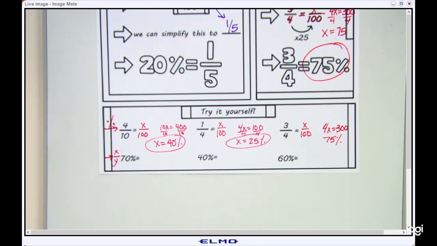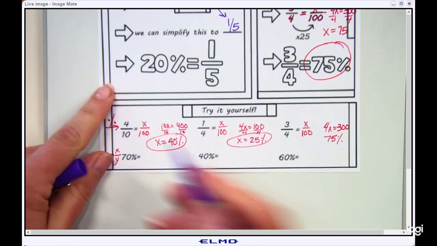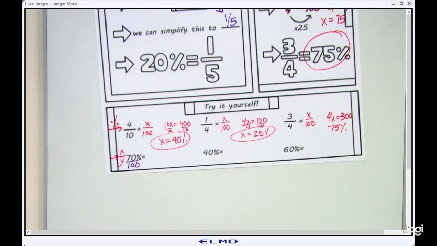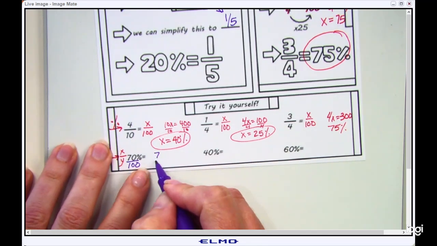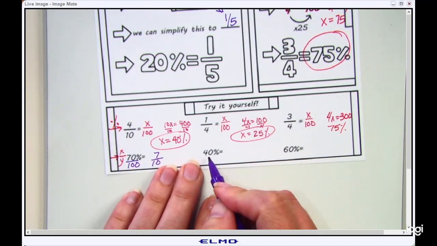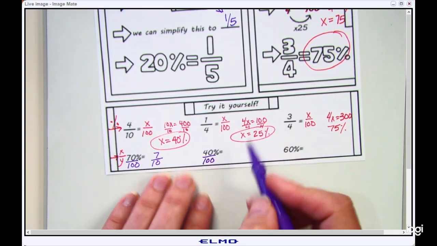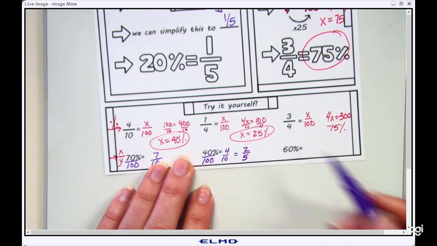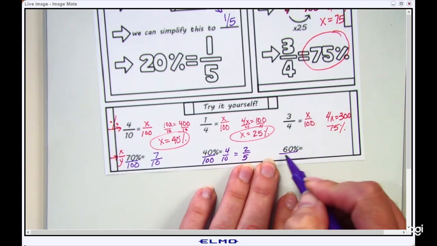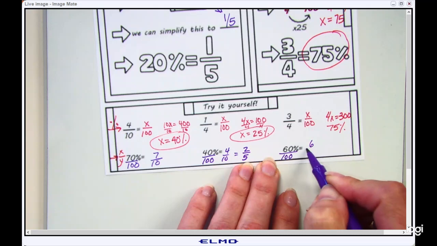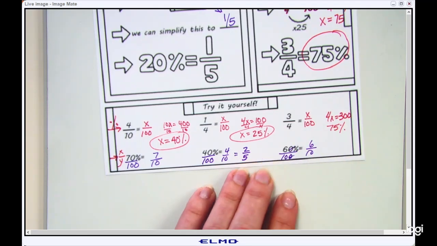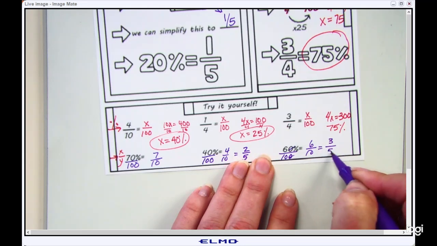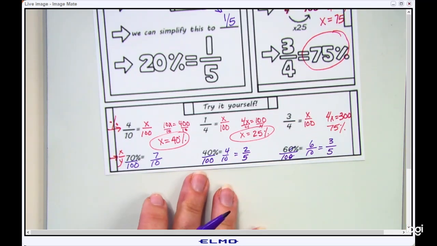Now, to go from percents to decimals, this one's a little friendlier. Just put it over 100, then reduce your fraction. That one reduces to 7/10. Out of 100. 4/10 reduces to 2/5. Out of 100. 6 out of 10, right? I'm just canceling those zeros. Those both divide by 2. 3 out of 5.